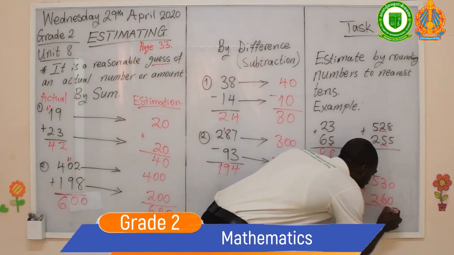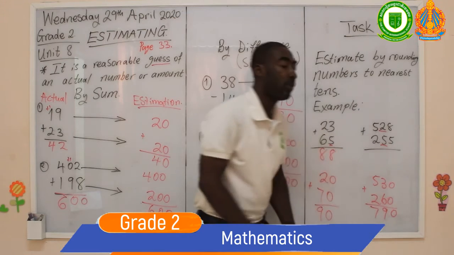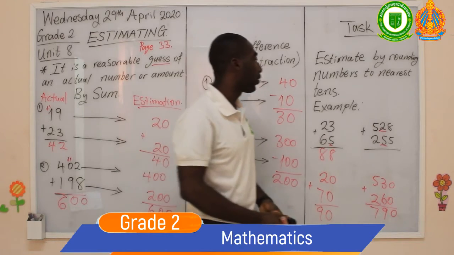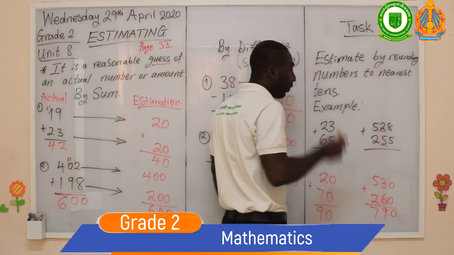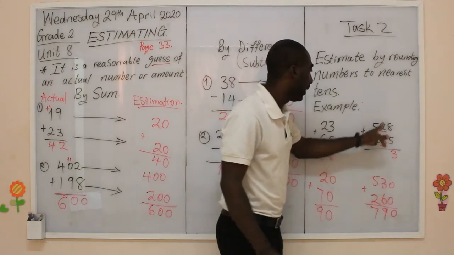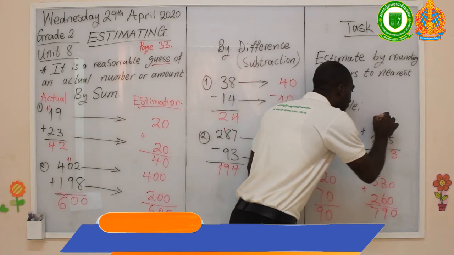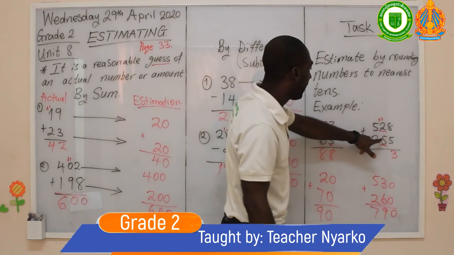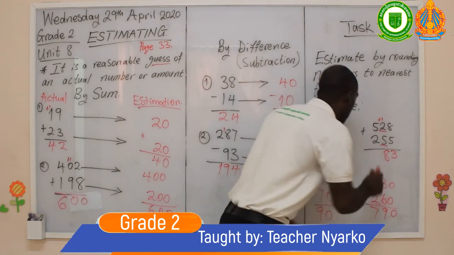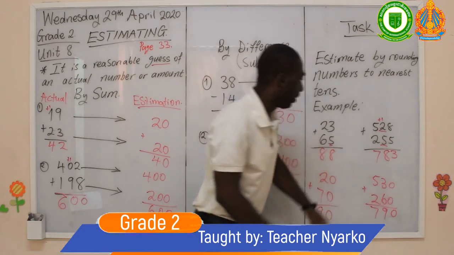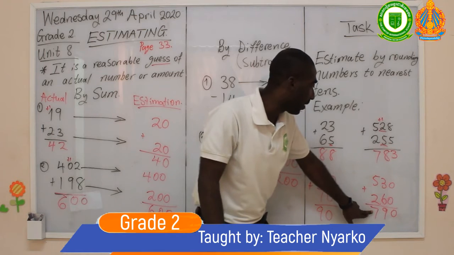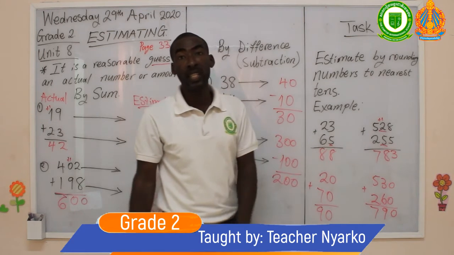So we have 0, 9, and then we have 7. So we have 790 for this one. So let's look at our actual. This and this will give us 3. Then we have plus 1 here, so it becomes 7 plus 1, that will give us 8. And then this will give us 7. So we have 783 here, we have 790. Our estimated figure is different from the actual.